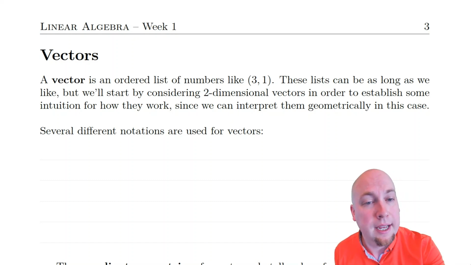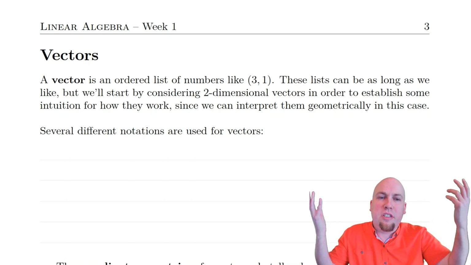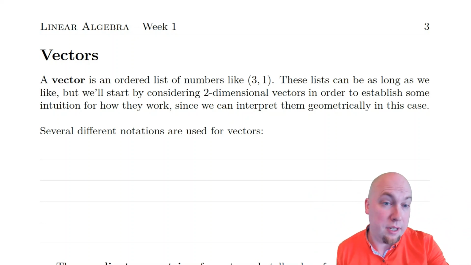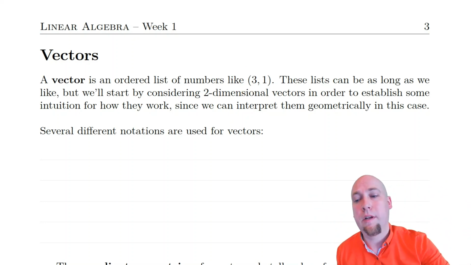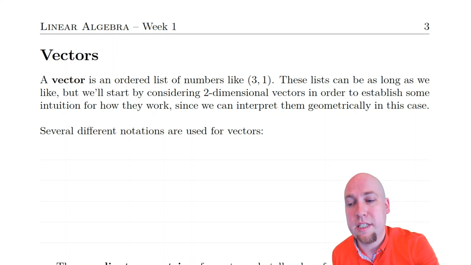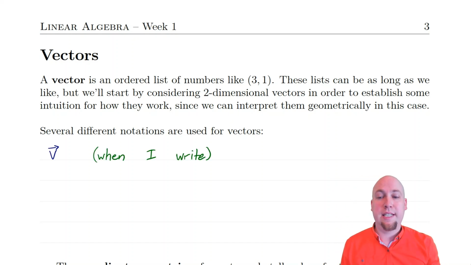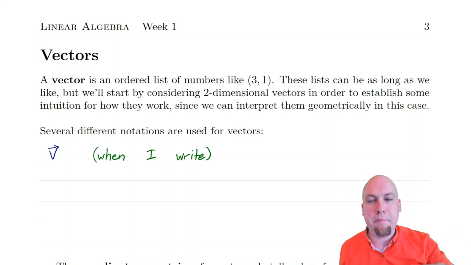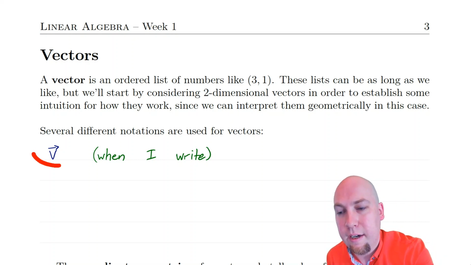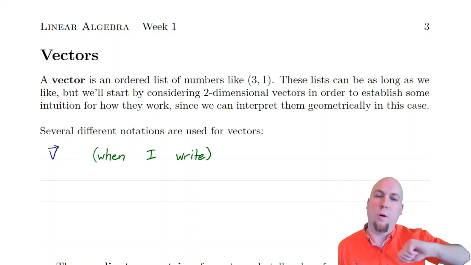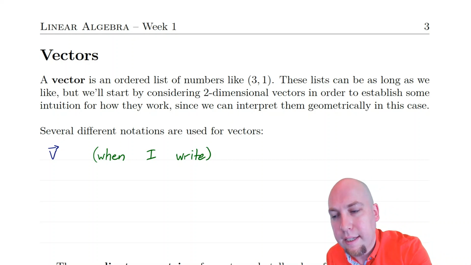So things like the vector 3, 1. A vector is just an ordered pair of numbers, of 2 numbers in this case. And there are all sorts of different notations that people use for vectors. So for example, when I write things with pen and paper, I use this notation here. I use lowercase letters with an arrow on top, and that arrow on top indicates that it's a vector.